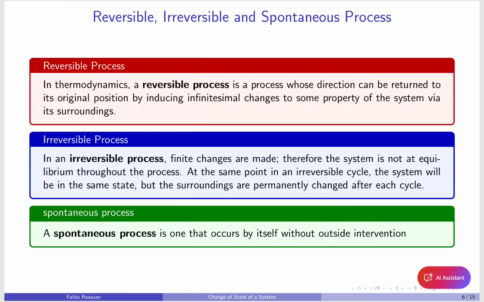And then there is a spontaneous process. This will become very important as we go through the course. A spontaneous process is one that occurs by itself without outside intervention. That means to make a spontaneous process occur, we don't have to do anything. It will occur on its own. Just like water from a waterfall falls from the top to the bottom. We don't have to do anything. If we want to do the reverse, we will have to use a pump to pump the water from the bottom to the top.